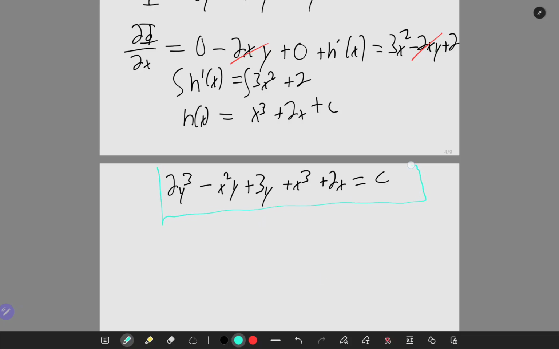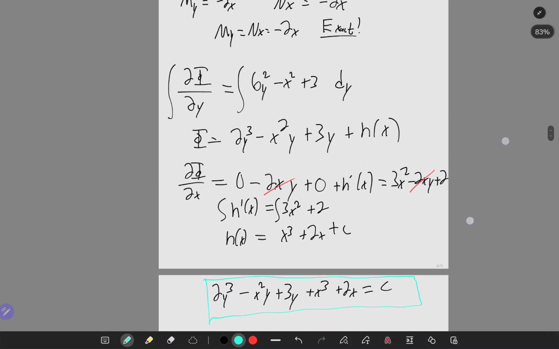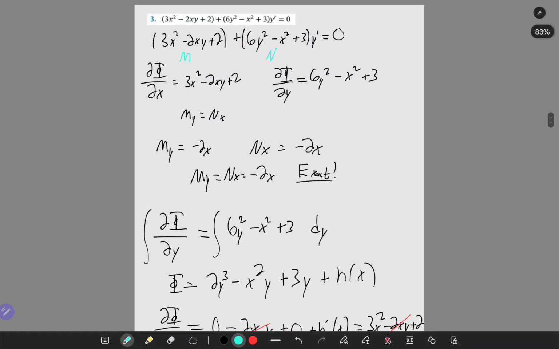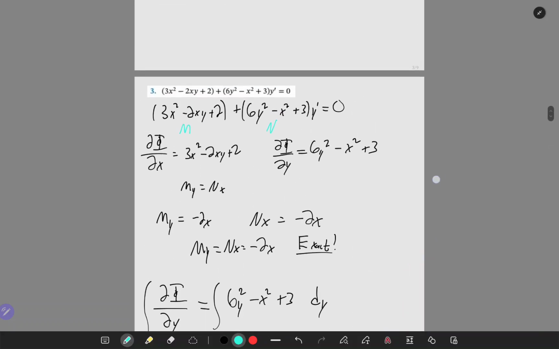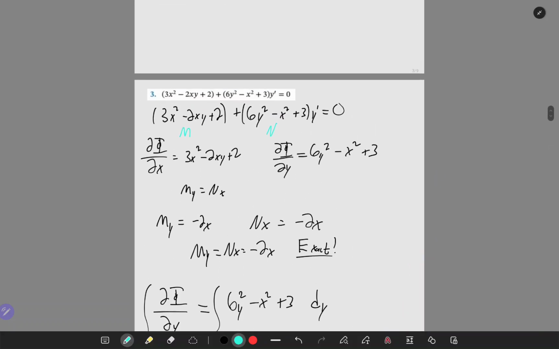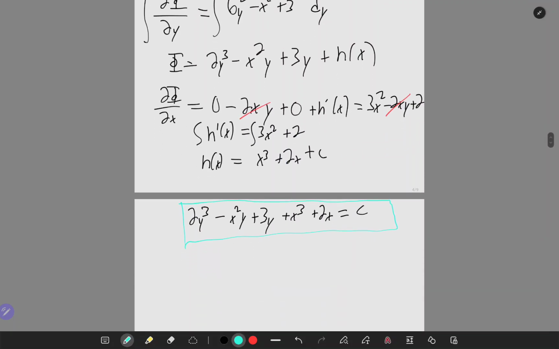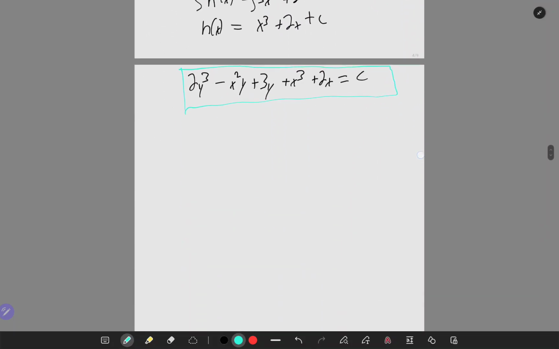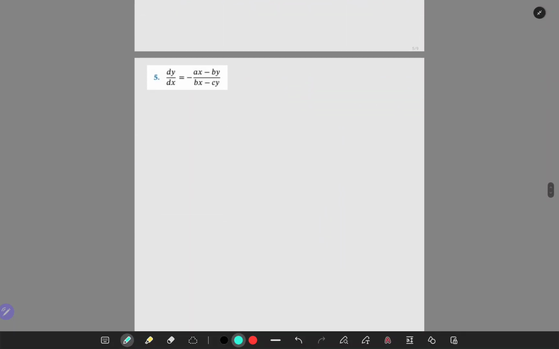See, not too bad so far. Once you get the hang of it, it's pretty straightforward. Just remember that you have a lot of options here. You can either choose to use the d phi dx or d phi dy to start out with to integrate. But after that, it's pretty simple, pretty straightforward. Okay, let's look at number 5.